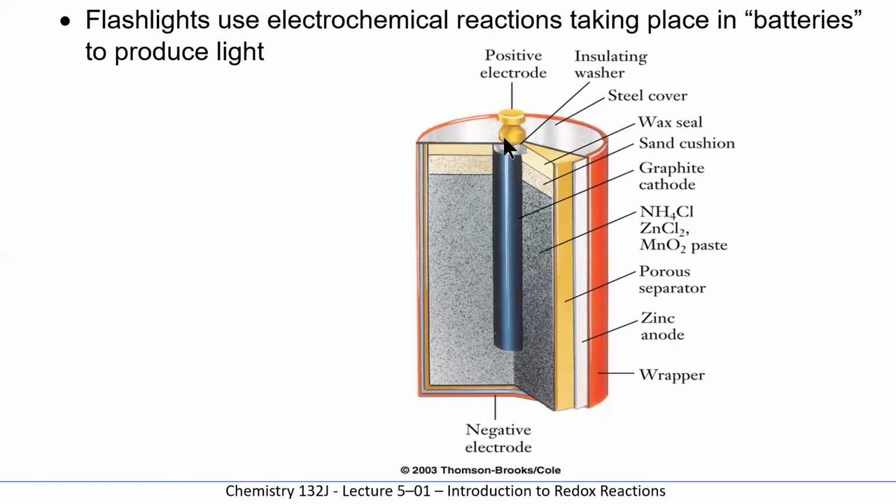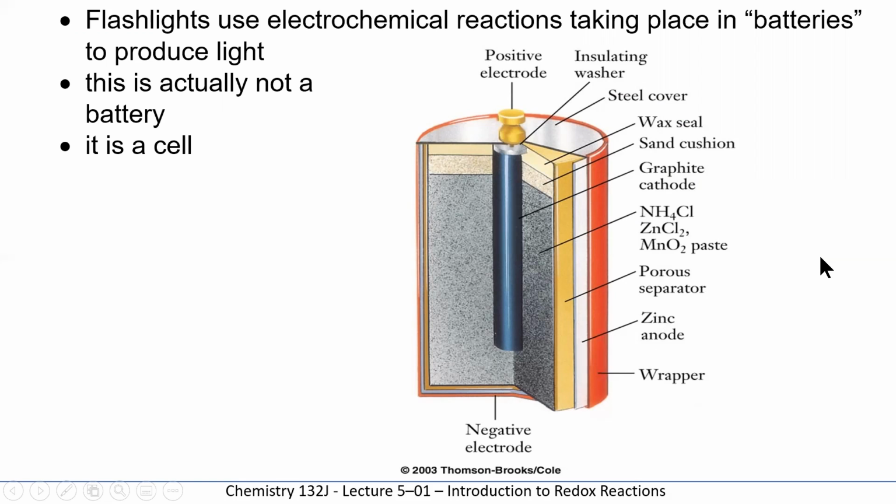So here you can see all the different parts of this battery. What I want you to focus on mainly is the zinc anode here. And we have an electrode here that's made of graphite. So essentially, let's talk about what is happening.